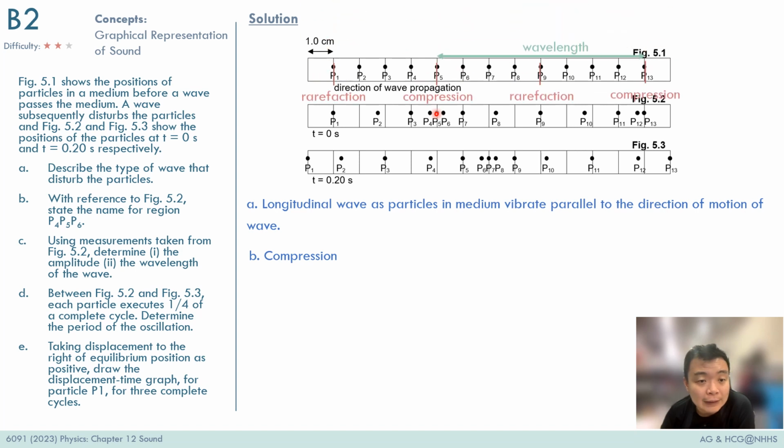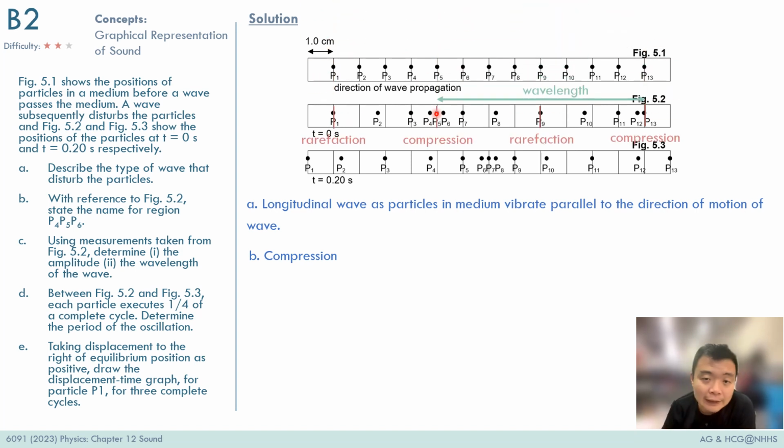For part C, let's start with the wavelength. That's the easier one. So, like I've always said, identify the compression first. P5 is a compression. P13 is a compression, and then identify rarefaction, which is either you find particles where the neighboring particles are very far apart from it, or you just find two compressions and find the midpoint. So the wavelength is always from one compression to the neighboring compression, or from one rarefaction to the neighboring rarefaction. So that's how you can get the wavelength.